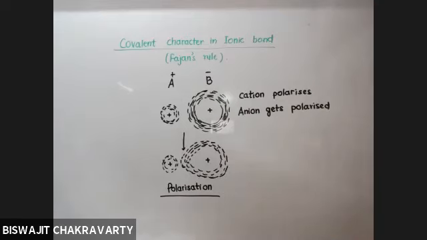Yes, sir. Tell me. Sir, why cations are smaller than anions? Cations are losing their electrons, so they have lesser electronic cloud, and anions gain electrons, so they have larger electronic cloud, isn't it? Yes, sir.